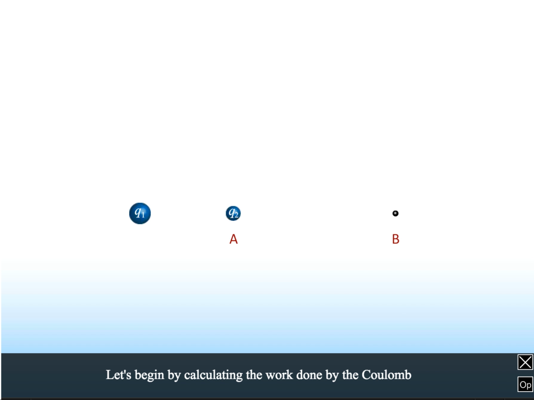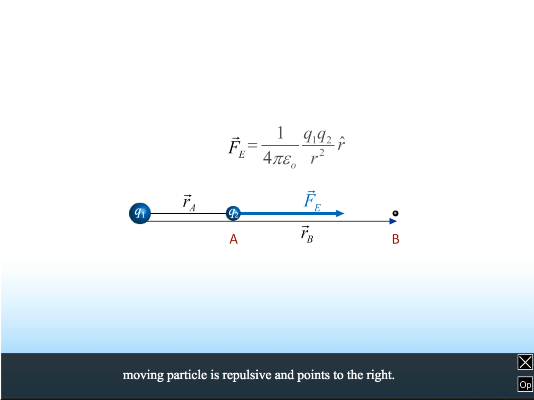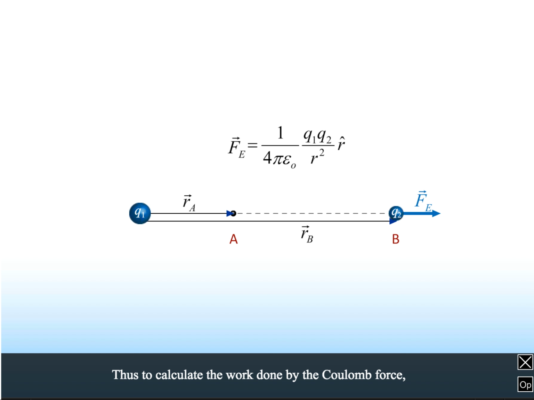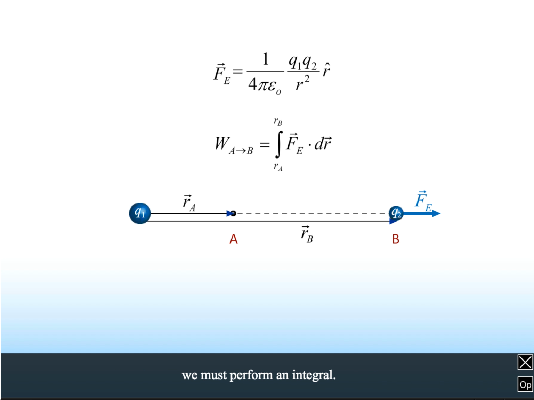Let's begin by calculating the work done by the Coulomb force on a particle with positive charge Q2 when it is moved from a distance r sub a to a distance r sub b from a fixed particle with charge Q1 as shown. Since both particles have positive charge, the force on the moving particle is repulsive and points to the right. As we move this particle away from the stationary particle, the magnitude of the force decreases. Thus, to calculate the work done by the Coulomb force, we must perform an integral.